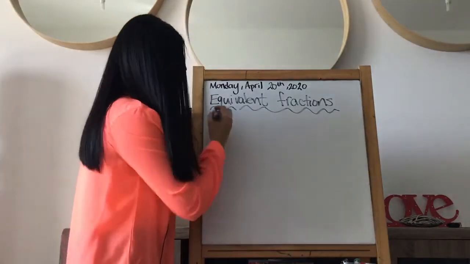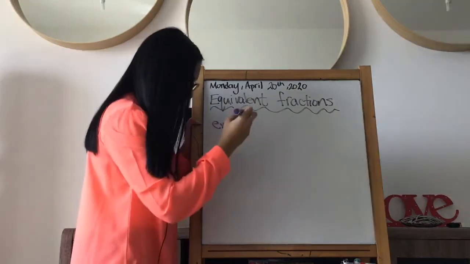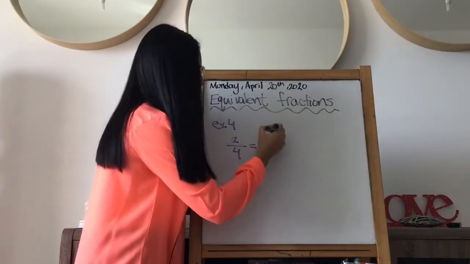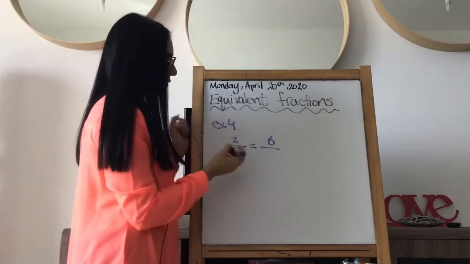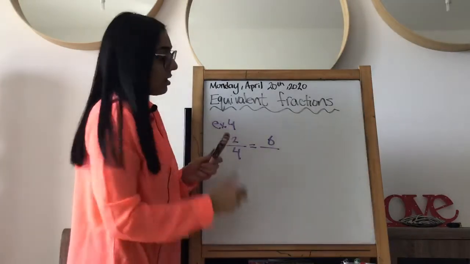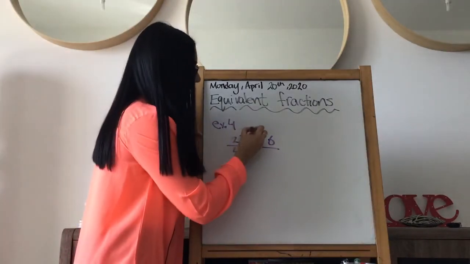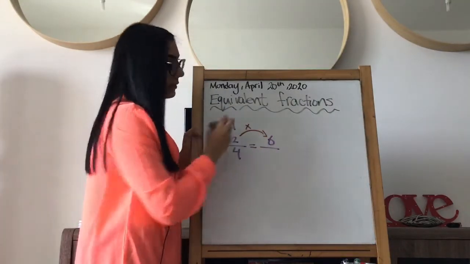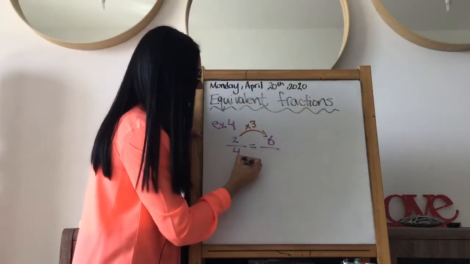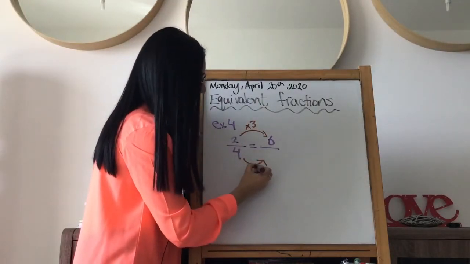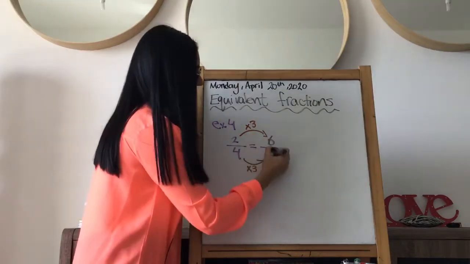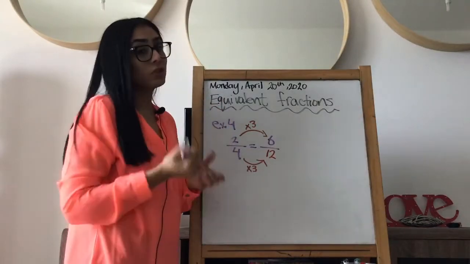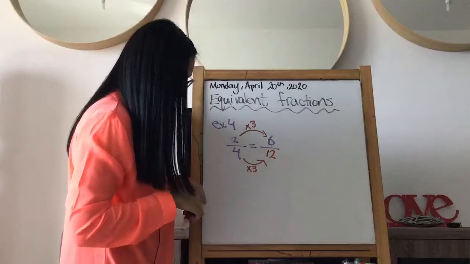Let's do this one. Now what if I have 2 over 4 is equal to, this time what if I gave you the numerator and I didn't give you the denominator? Use the same strategy. I'm missing my denominator, but how did I get from 2 to 6? 2 times what is equal to 6? 2 times 3 is 6. If I do it to the top, I have to do it to the bottom. So 2 times 3, 4 times 3 is 12. So it doesn't matter if I give you the denominator or the numerator. It's the same strategy.